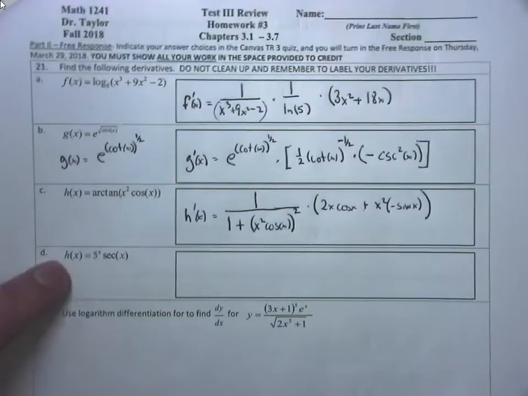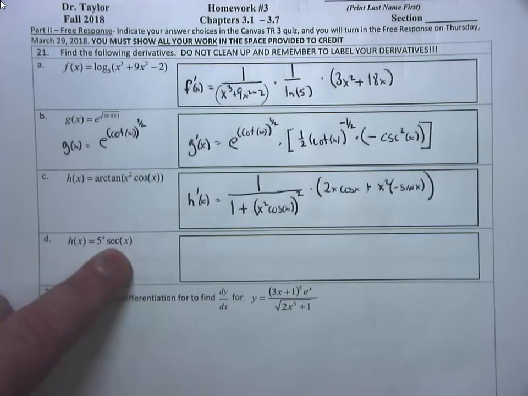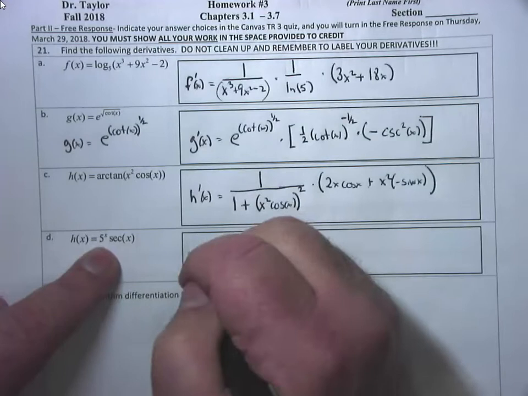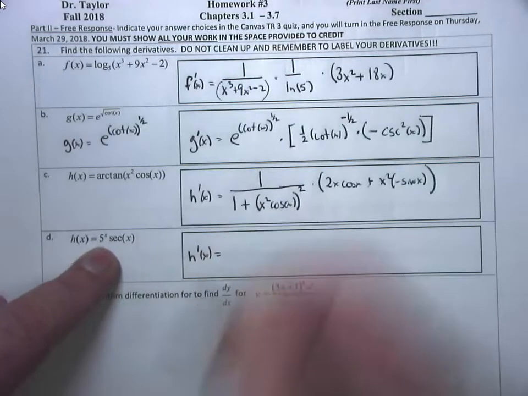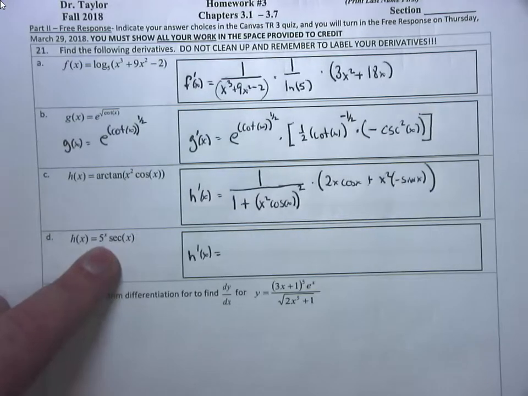All right. H of x is equal to 5 to the x times secant of x. So because that times in the middle, it's a product rule. So here's another, h prime of x is equal to product rule. Derivative of the first times the second plus the first times derivative of the second. Derivative of the first. What's derivative of 5 to the x?